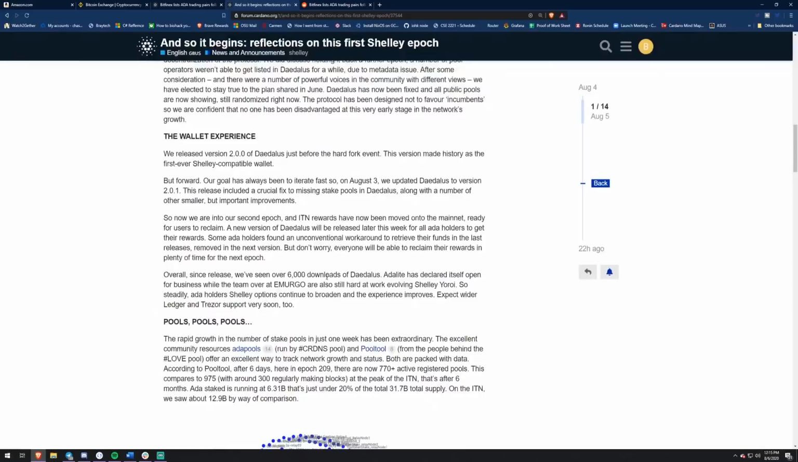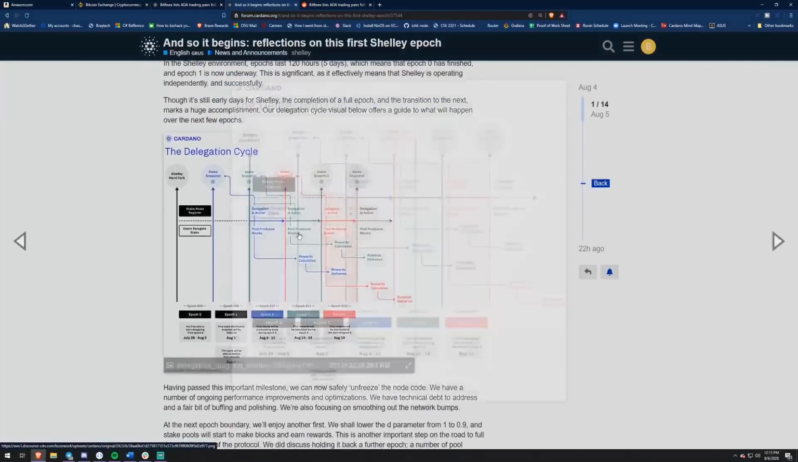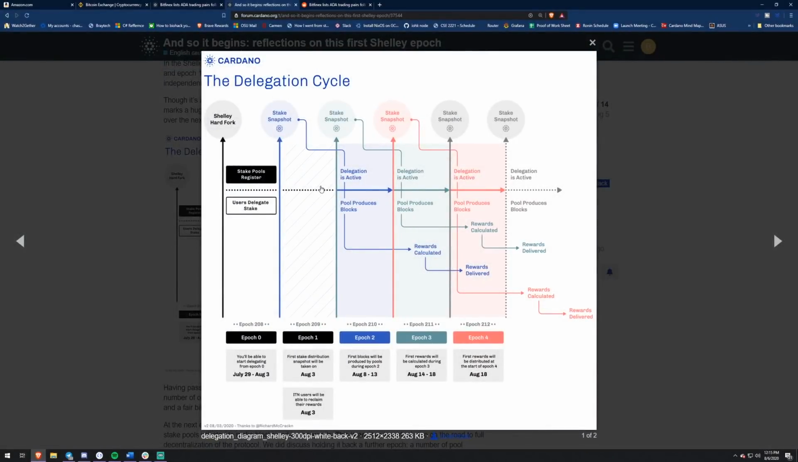So back to what I was saying, he stated that we should have a new Daedalus wallet update where we can actually recover our rewards from the ITN. We should have that new Daedalus update before the change of this epoch right here, so before epoch 210, which starts on August 8th. So he stated that we should have the new Daedalus wallet at least before August 8th. So maybe August 7th. Today's the 6th, so it should be coming out soon.